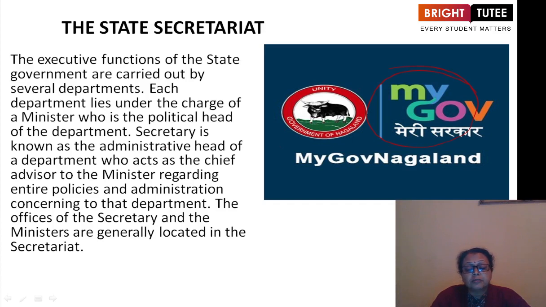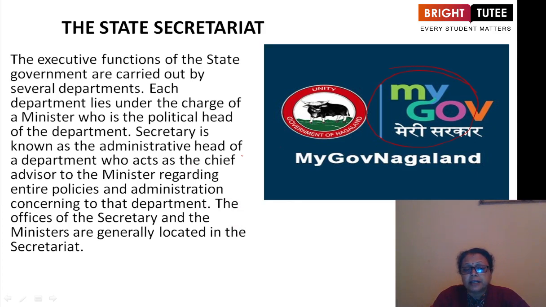The minister is in charge of a department and is considered the political head of that department. Not the permanent head, but the political head. The secretary is known as the administrative head of the department, who acts as the chief advisor to the minister regarding the entire policy and administration concerning the department.